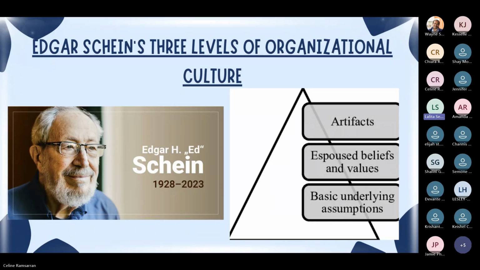Espoused beliefs and values. These are clearly stated ideas and ideals that the organization claims to uphold, such as integrity, teamwork, or innovation. They are frequently used in mission statements, vision statements, and business handbooks. However, Schein noted that some values simply reflect what the company wants to claim, they may not always reflect how individuals actually behave.